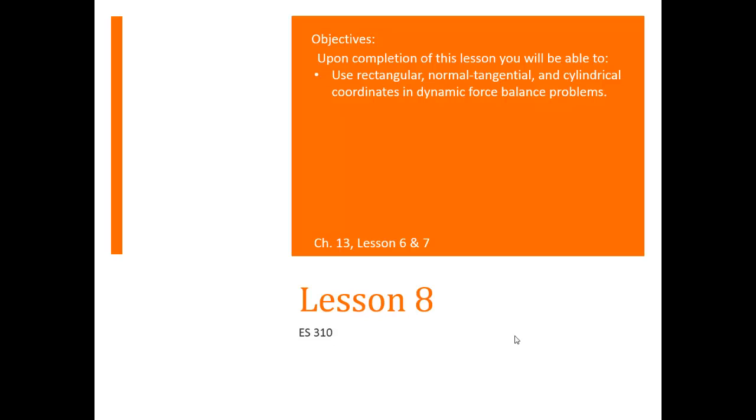Today we're going to be reviewing the material from Lessons 6 and 7 by looking at three new examples, one in the rectangular coordinate system, one in the normal tangential coordinate system, and one in the cylindrical coordinate system. To see the content for this lesson, check out Hibbeler's Dynamics text, Chapter 13, or review Lessons 6 and 7.